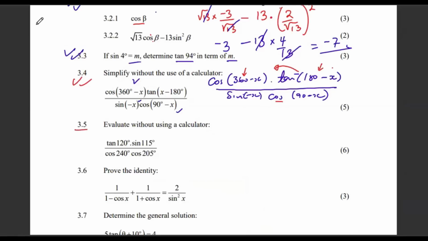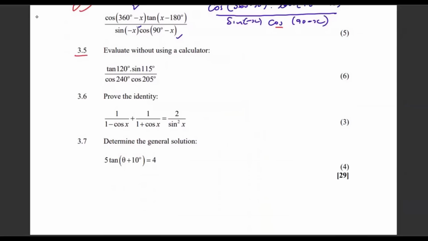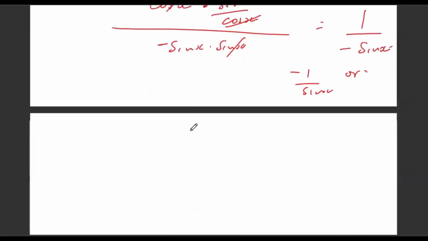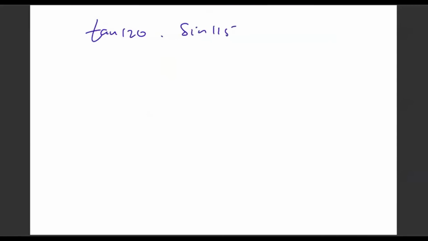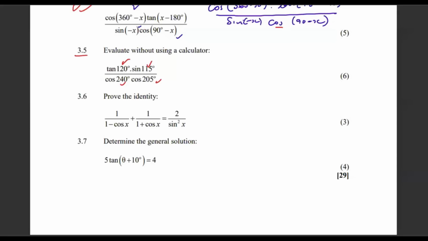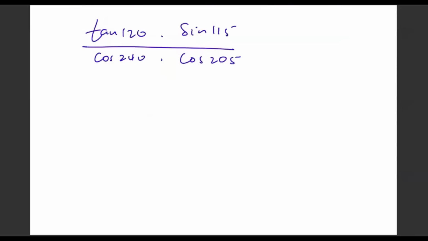Then 3.5, they want us to evaluate. Now, when you're evaluating, especially with numbers, it's possible that you're going to have some special angles. Chances are high, okay? Let's see. If we have tan of 120, we are multiplying it by the sine of 115. Then divide this by the cos of 240, and then times the cos of 205. Now, when ratios are next to each other, there's a multiplication.